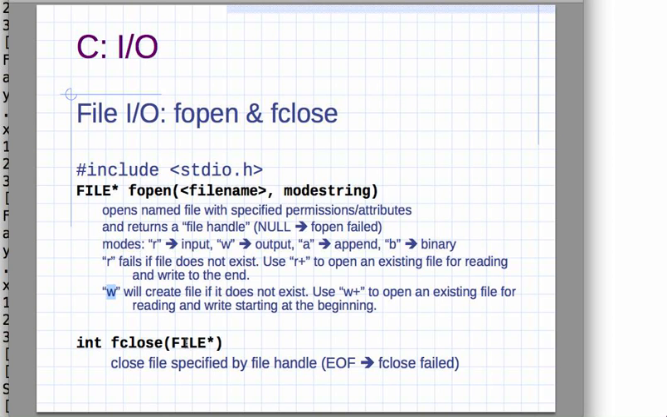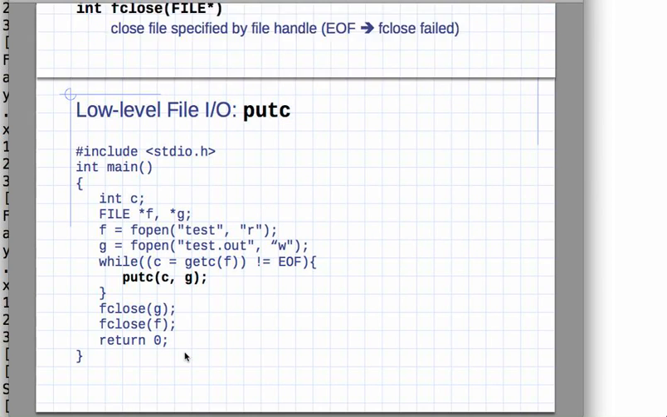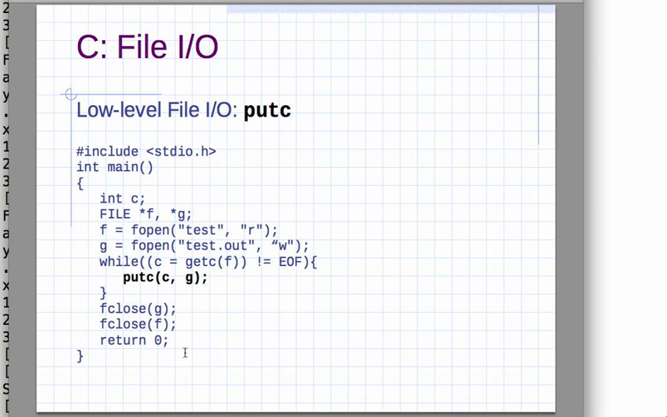fclose takes whatever fopen returns, and you put that as the argument to fclose, and it closes the file. Just like in Java, we do the same kinds of things. You open a file and close it. Okay, so next up, we'll take a look at putc. We saw how getc works. Next up, we'll take a look at putc, which is actually just completely equivalent to fputc.